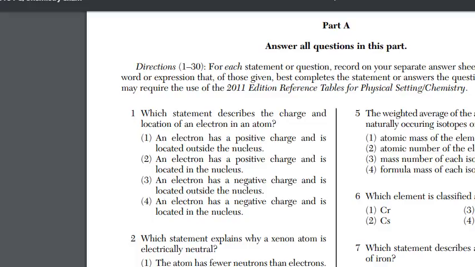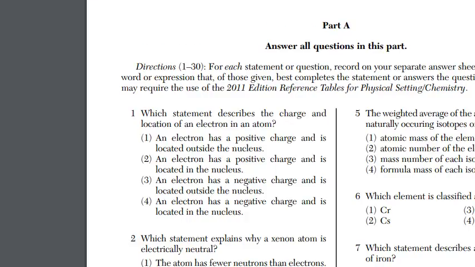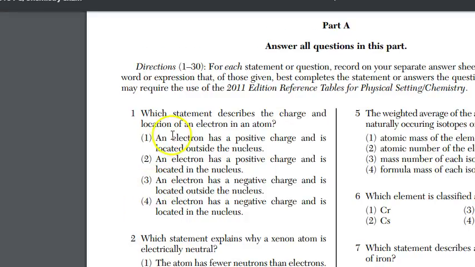So let's get started. For number 1, you're asked about describing the charge and location of an electron in an atom. You should know for all 3 subatomic particles, your protons, your neutrons, and your electrons, where they're located in an atom and what their charge is. Protons are positive, neutrons have no charge, electrons are negative. Protons and neutrons are found in the nucleus, electrons on the outside. With that information, it's real simple to answer this question. It's just a fact. It's choice 3.